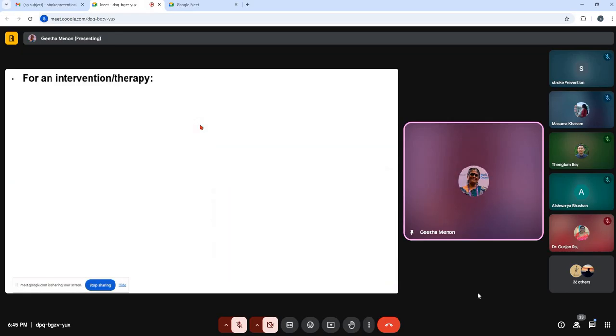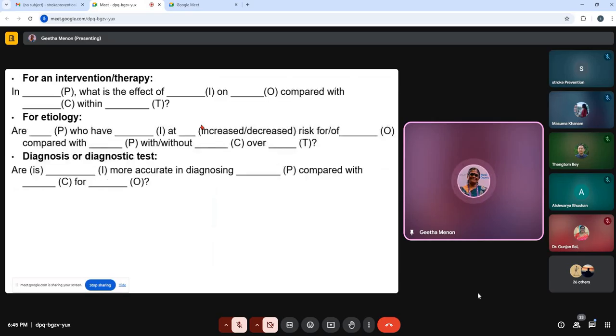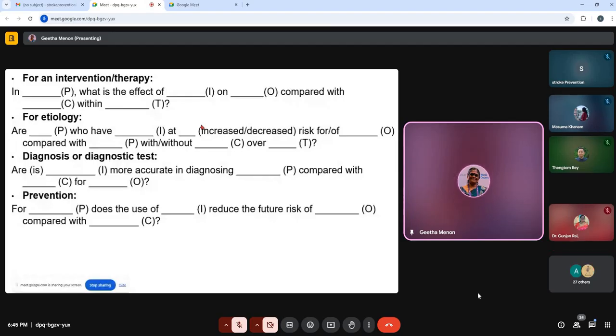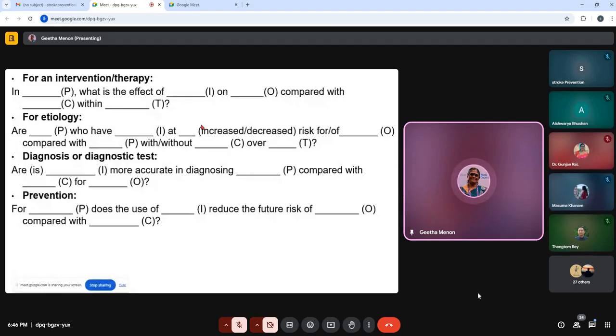And then also remember that when we look at studies and try to create questions for our review, if it is a prevention or intervention, an intervention or therapeutic review, then the broad research question could be framed in this manner: in a population, what is the effect of an intervention on outcomes compared with a comparator, within a time framework? So if you frame your question in this manner, then it becomes a full-fledged research question with all the PICO components in place.